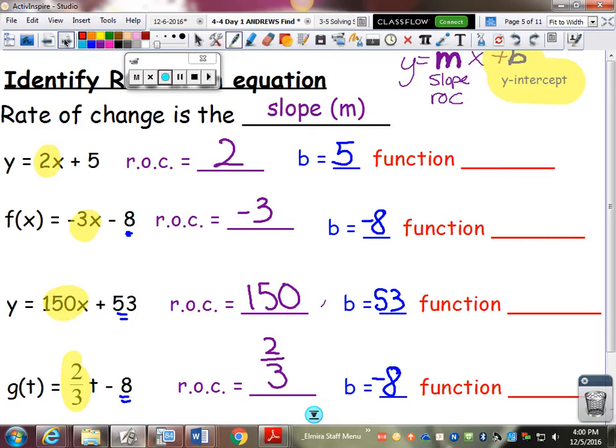This page, we actually can skip writing the function because we already have it. Okay, y equals 2x plus 5. Okay, y equals, or f of x equals negative 3x minus 8. Okay, so this page we can skip writing the function because that's what we were given in the first place.